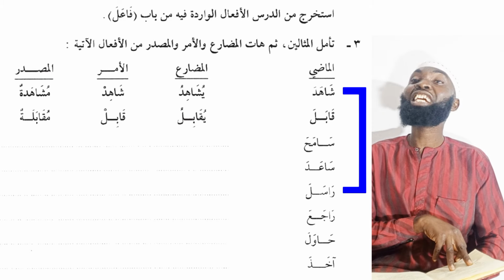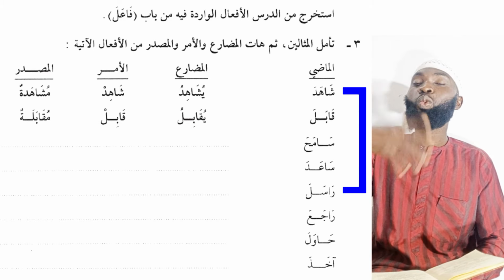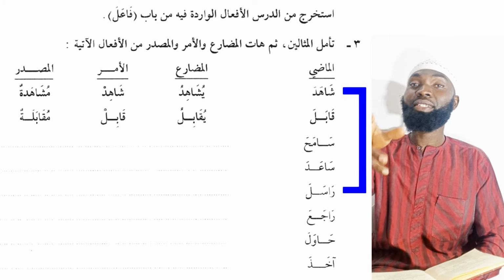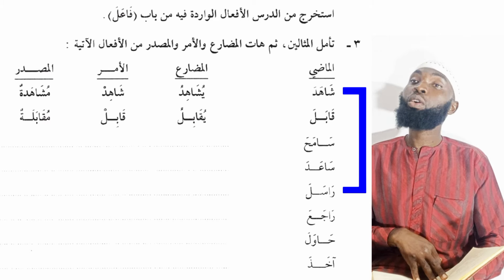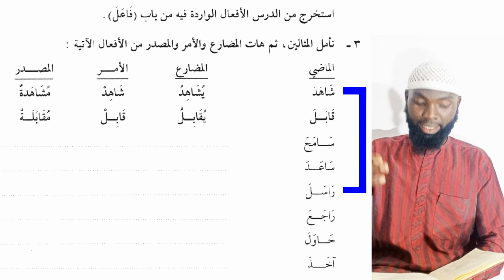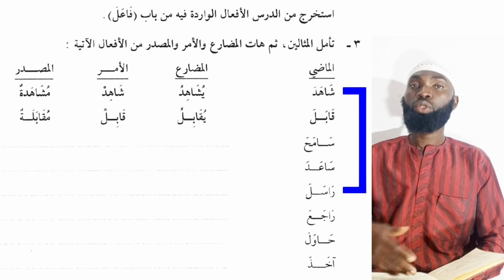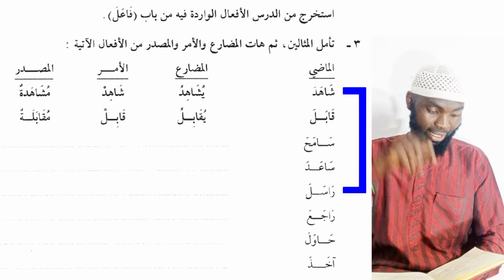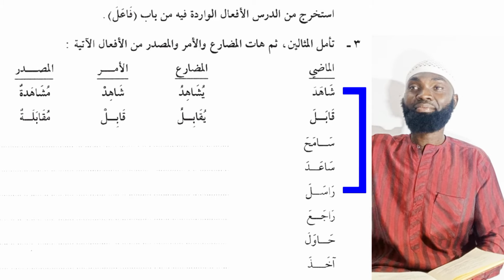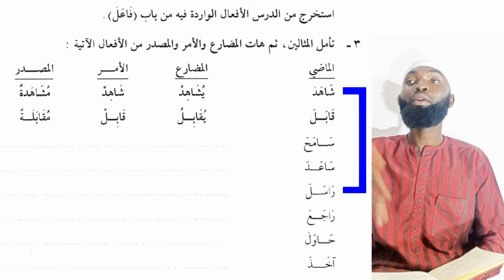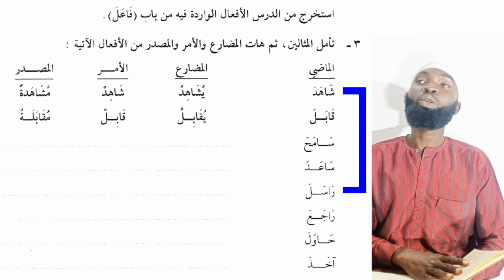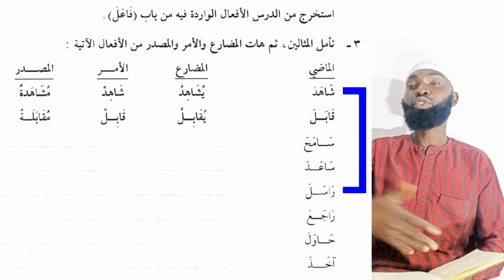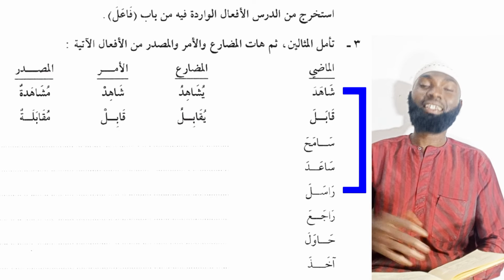So Mushahadatun means what? That is watching. Mushahada. It means watching, the act of watching. That is the masdar of the Bab now. The second example is the word Qabala. Qabala, to meet. Yuqabilu, to meet. It is meeting. Qabil, meet him, meet. Then muqabala, the meeting. Meeting with one another, muqabala. Muqabala sometimes would also be used for an interview, to meet someone for questions and answers.